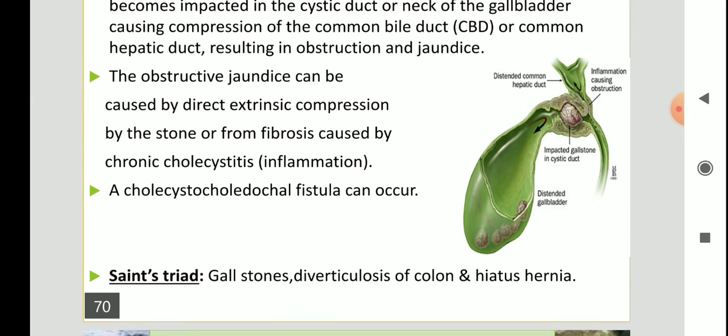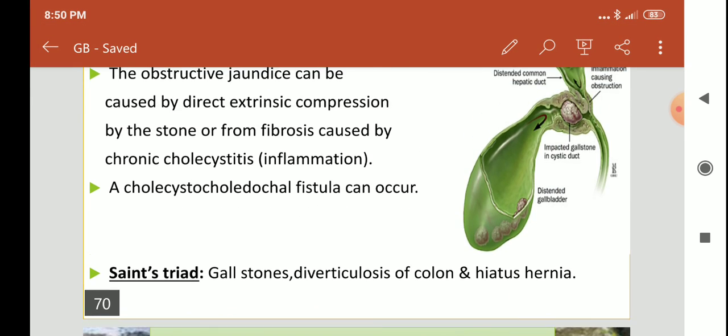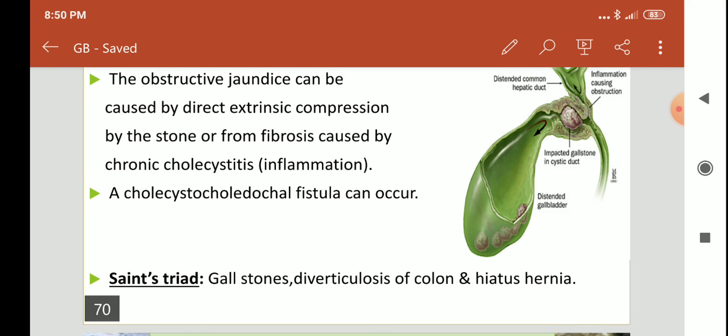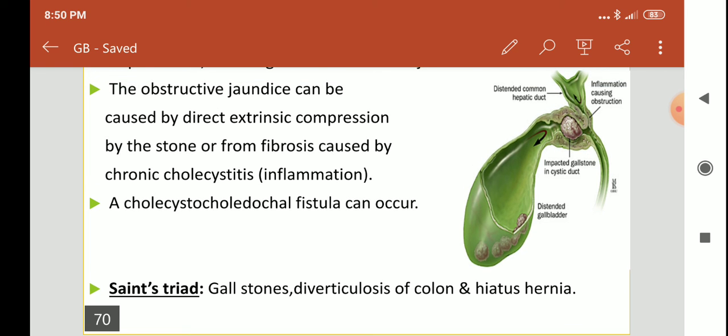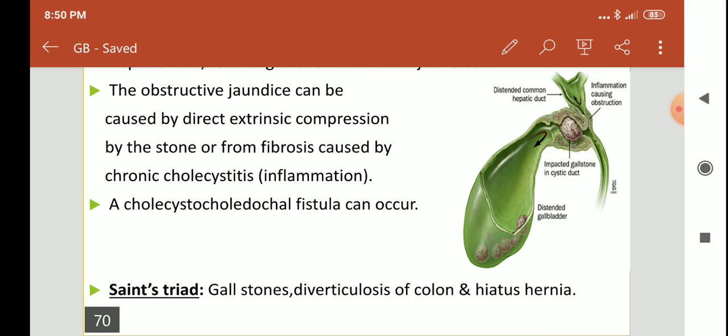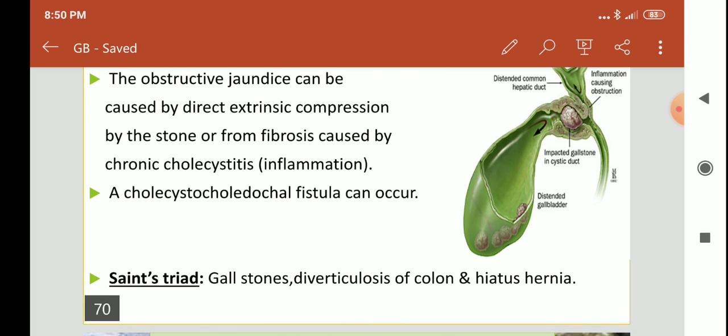What is Saint's triad? Gallstones, diverticulosis of the colon, and hiatus hernia. So this is more of a viva question. Sometimes it carries 3 marks too, but very rare. Saint's triad.